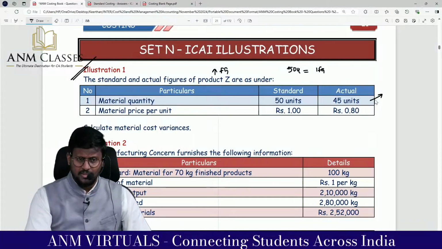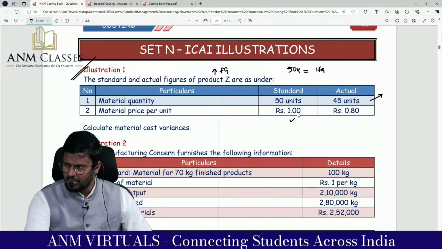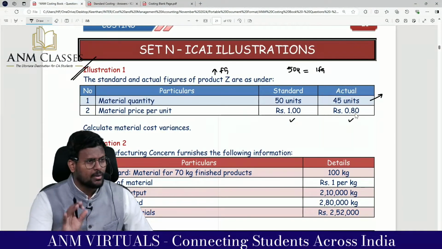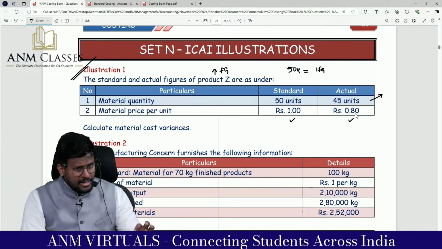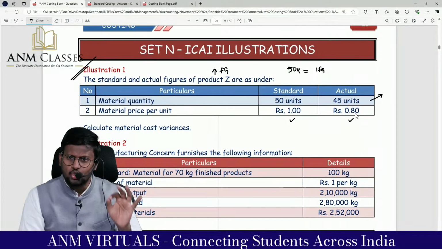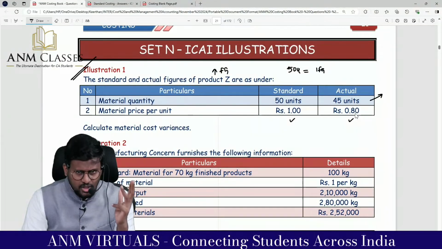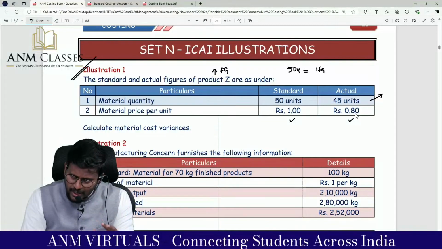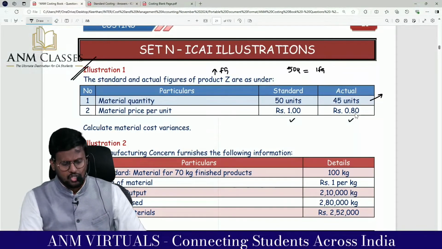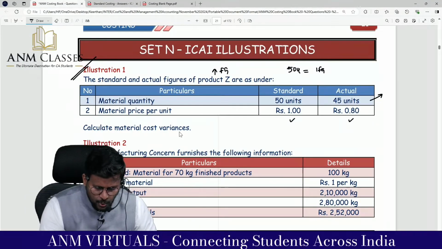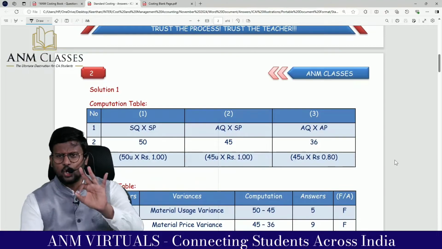Material price variance: I have to buy at 1 rupee, that's my standard price, but I have bought only at 0.8 rupees. That means my material price variance is also favorable. Since my material usage variance and price variance are favorable, automatically my material cost variance will be favorable. Material cost variance is the question. It's a 3-column approach, right?